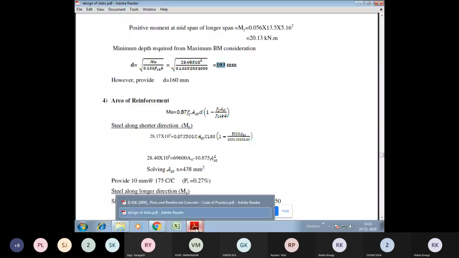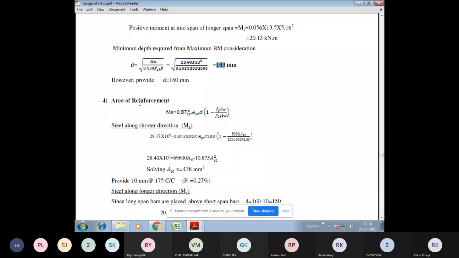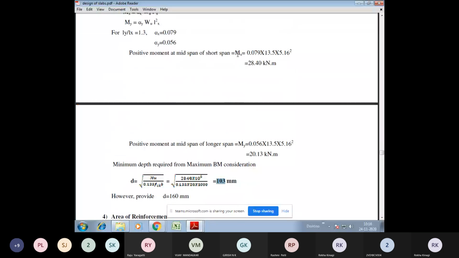Now, today we shall continue with the calculation of reinforcement, that is tension reinforcement. Here we have two types of moments, moment in the shorter span and moment in the longer span. Now, if we consider moment in the shorter span and moment in the longer span separately, we need to calculate reinforcement in both the directions separately. Once we need to consider Mx value and calculate the value of reinforcement. Once we need to consider My value and calculate the value for the steel.